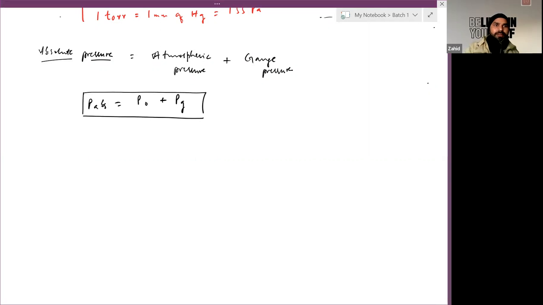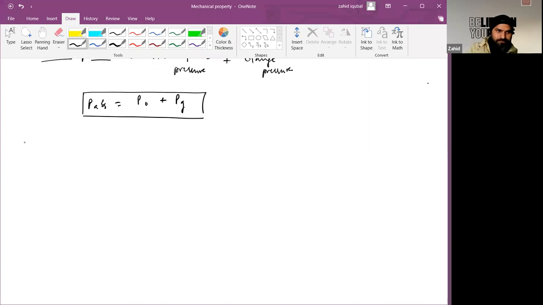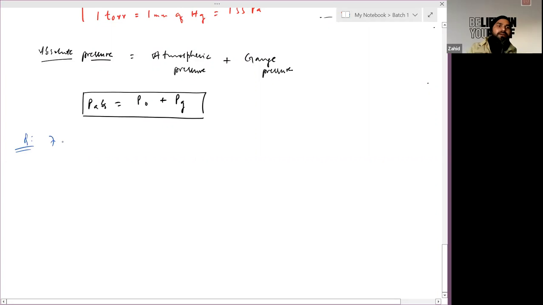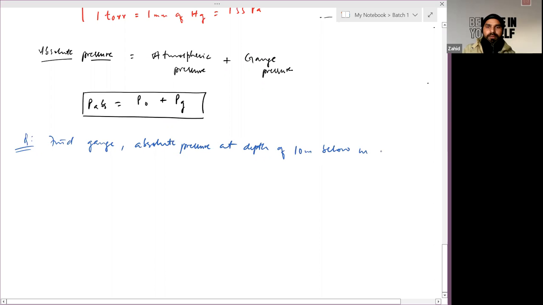Now let me give you a problem related to this concept. Find the gauge and absolute pressure at a depth of 10 meter below an ocean. Take the density of water as 10 to the power 3 kg per meter cube and gravity as 10 meter per second square. Try to find it.